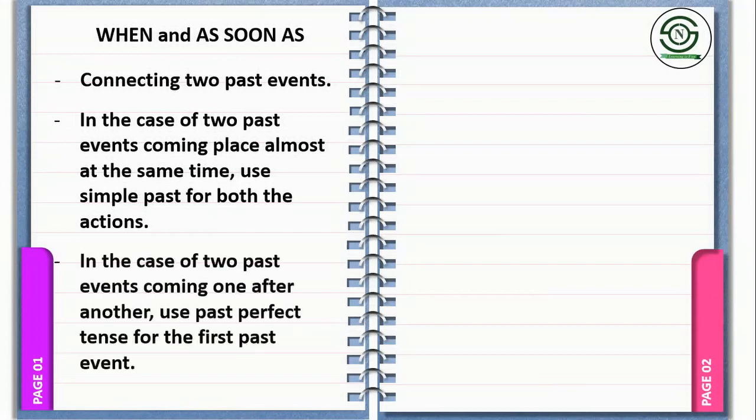Whereas if we have two events that come one after another, in such case we use past perfect tense for the first past event. That means दुईटा घटना आउँदै गर्दा यदि एउटा घटना सकिएपछि अर्को घटना सुरु हुन्छ र पहिलो घटना पछि दोस्रो घटना आउँदै हुन्छ भने यस्तो क्रममा चाहिँ हामी we use past perfect tense अर्थात had plus v3 लाउनु होला first past event को लागि. Now you can see the example.